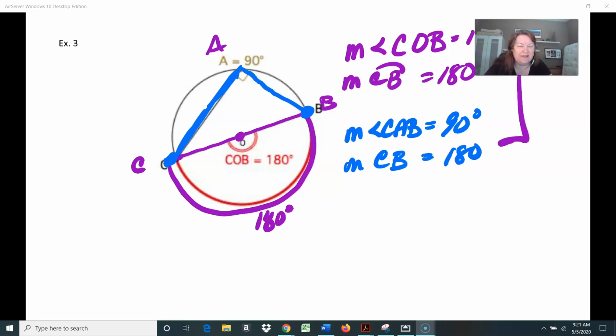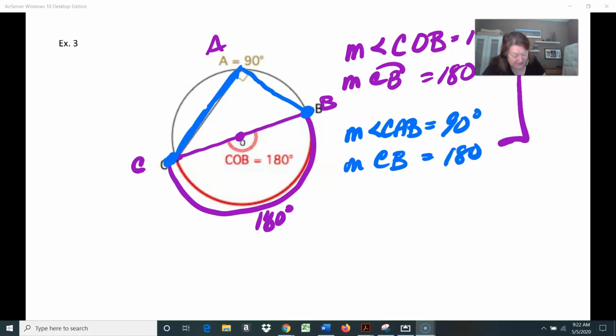Now that's kind of cool, isn't it? If you think about that, we have this flat line that gives us 180 degrees, which makes sense. Halfway around the circle is half of 360. And then half of that, the inscribed angle on the circle itself, is 90 degrees. Okay. All right. So just for fun, let's play with this one a little bit more.